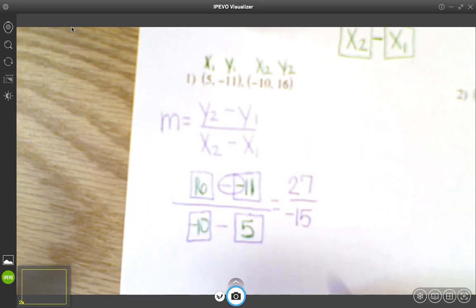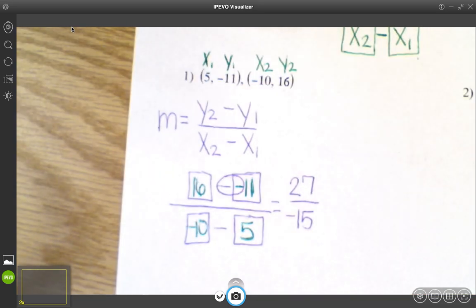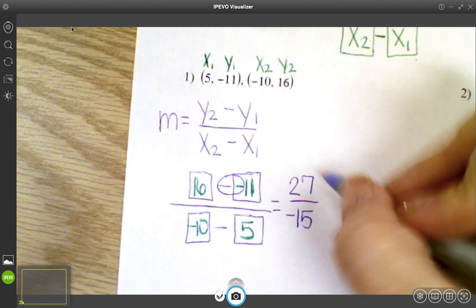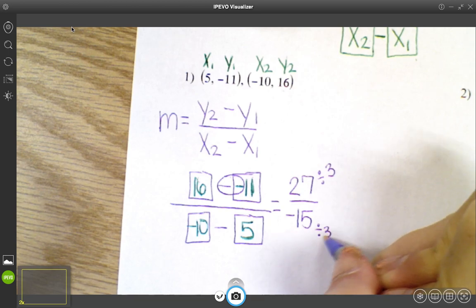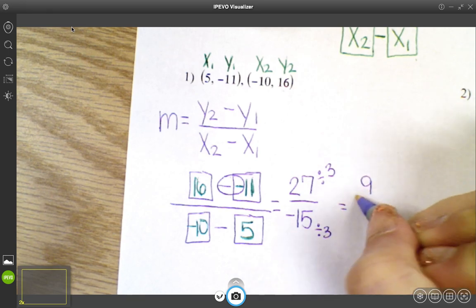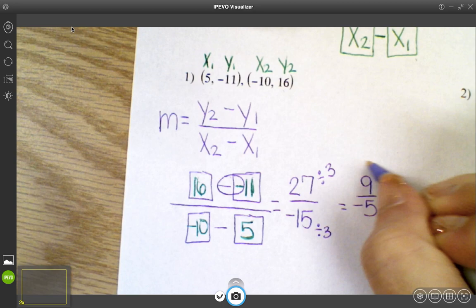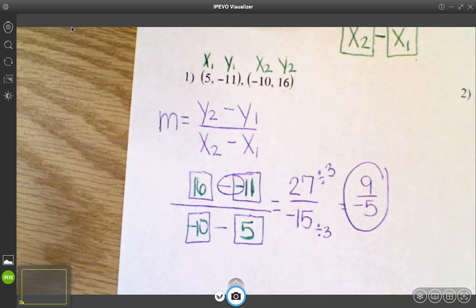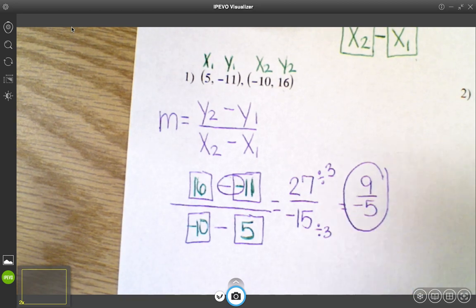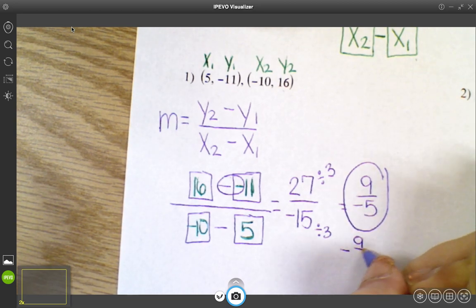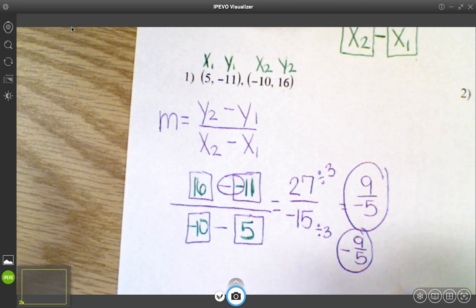Now we have to ask ourselves if we can simplify this, and 27 and 15 are both factors of 3. So we are going to reduce each one of these by 3 to get a slope of negative 9 over 5. And I don't care if you put the negative with the 5, or if you want to write it just out in front of the fraction, that's also okay, just as long as there's only one negative. Because if you put two negatives, that turns it into a positive, and that's not a good thing.